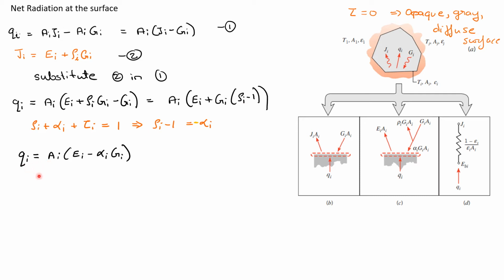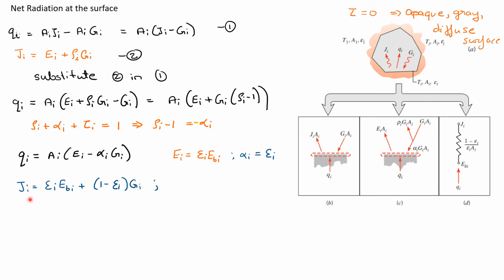So the net radiation will be equal to Ai times Ei, that's the emission out of the surface, minus the absorptivity of the surface times the irradiance that falls onto the surface i. Because the surface is gray, we can use alpha equals epsilon i, and our emission is nothing but your emissivity times the emissive power of the body, which is nothing but sigma times T to the power 4.